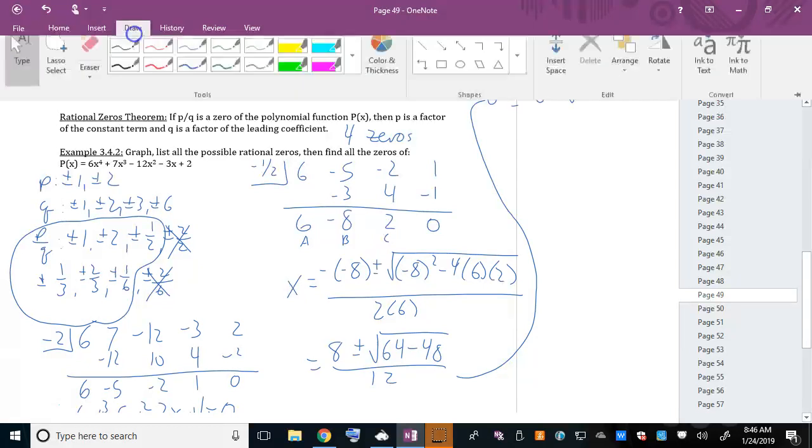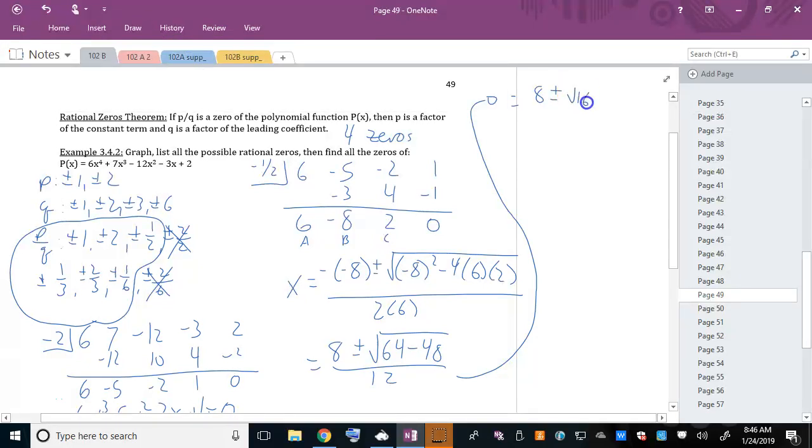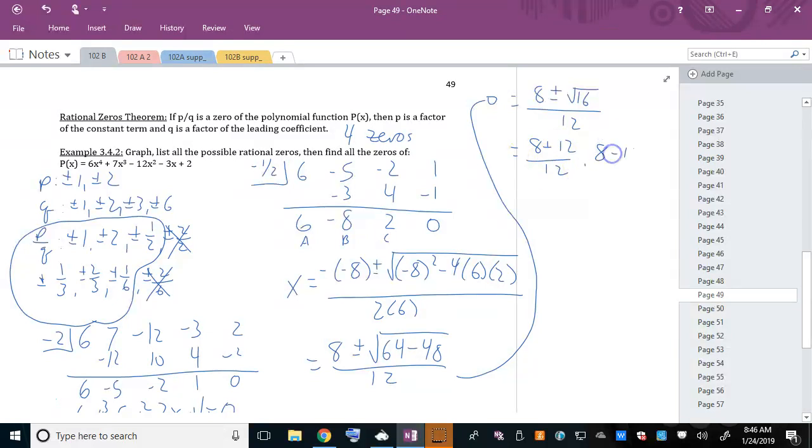So when I subtract, I get 16, and the square root of 16 is 4. Once again, when I get a perfect square, I'm going to write it as 2 quantities, one with the plus and one with the minus, just to see my arithmetic more easily. 8 plus 12 is 20, and 20 over 12 reduces to 5/3. 8 minus 12 is -4, and -4 over 12 is -1/3.